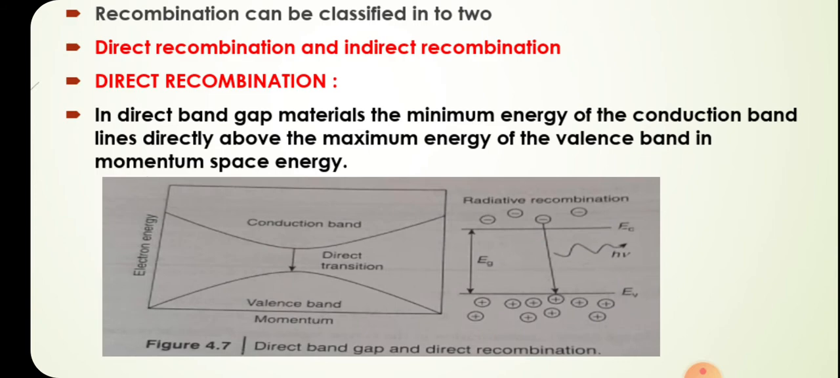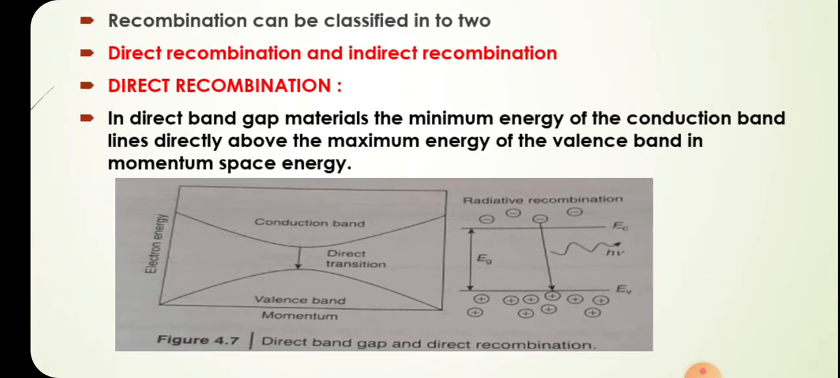So in the direct band gap material, the minimum energy of the conduction band lies directly above the maximum energy of the valence band in the momentum space energy. In that case, electrons can come to the valence band and they can recombine with the holes, so that a photon will be emitted with an energy h nu. So that is the case of direct recombination.